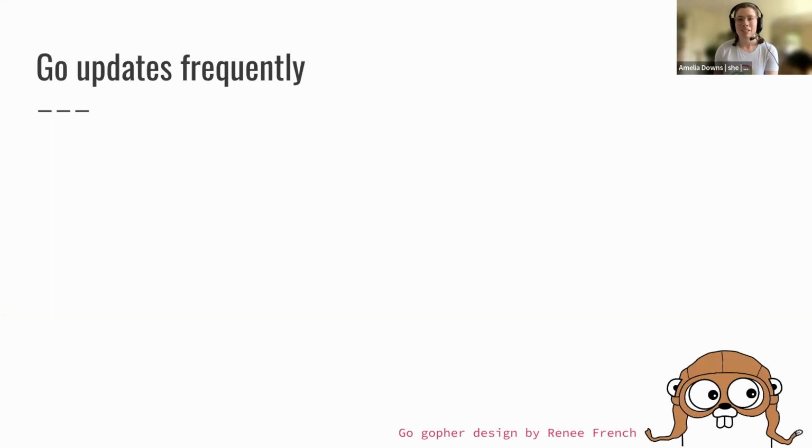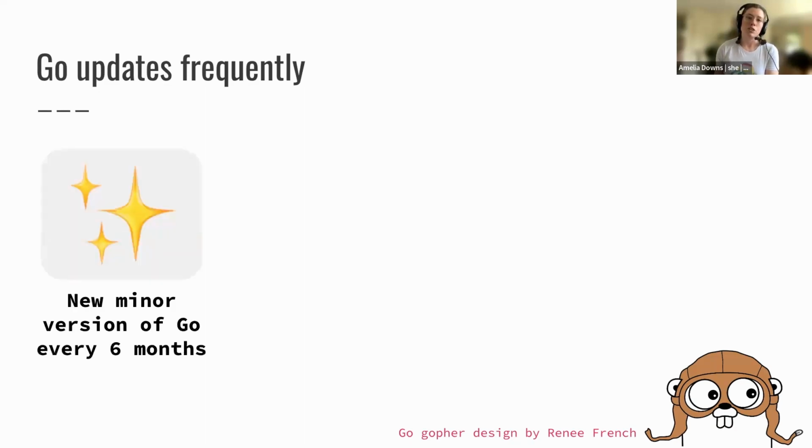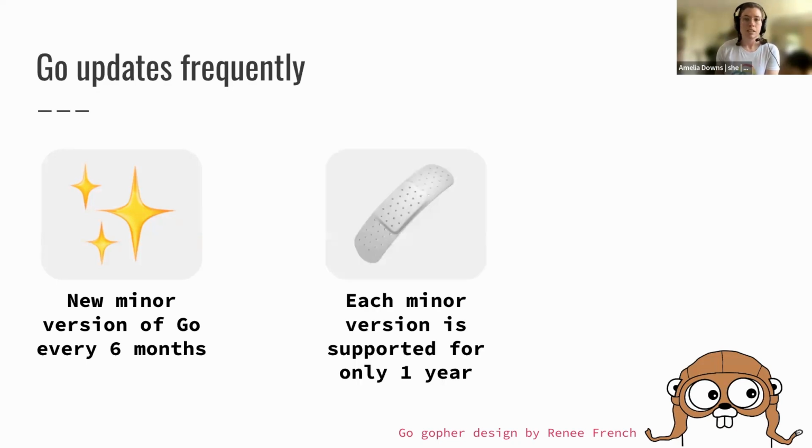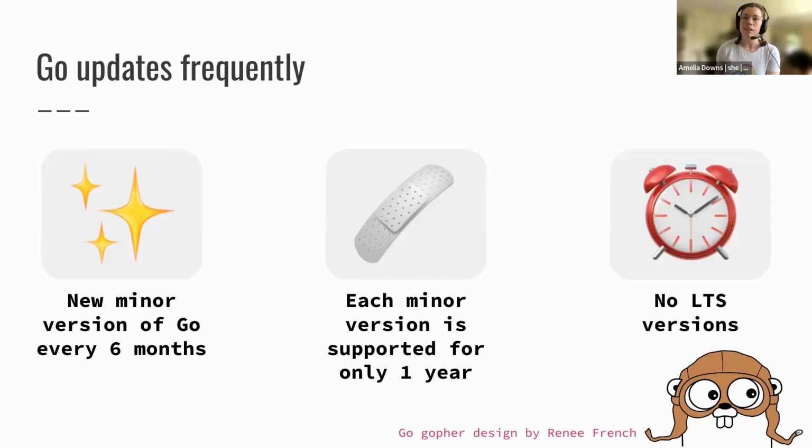So a lot of our code is written in Go in this working group. And one of the things that we have to deal with is that Go updates frequently. So there's a new minor version of Go every 6 months. And with Go's versioning scheme, they allow breaking changes in minor versions. So that means every 6 months, a new version with a new breaking change is released. Each minor version of Go is supported for only 1 year, and there are no exceptions to that. So there's no long-term support or LTS version for Go.